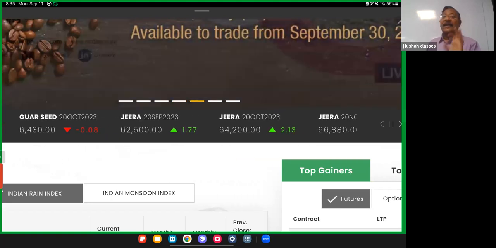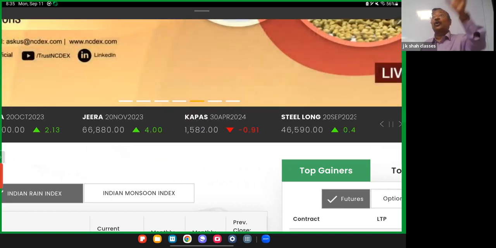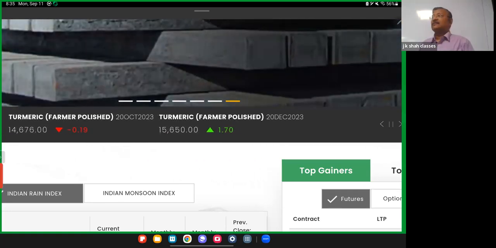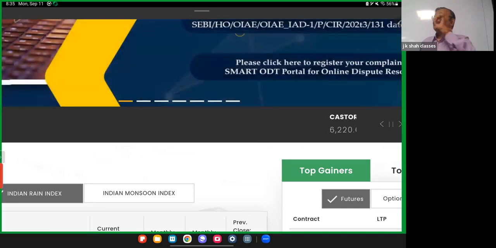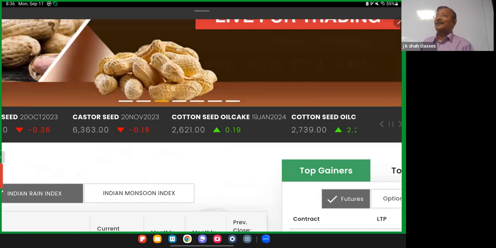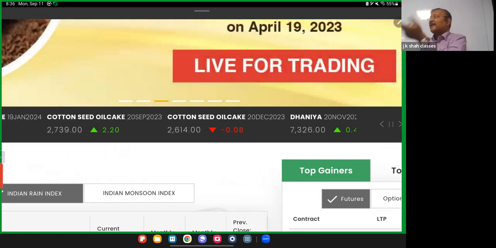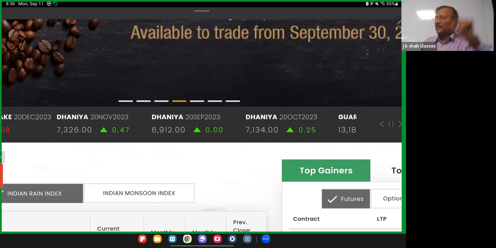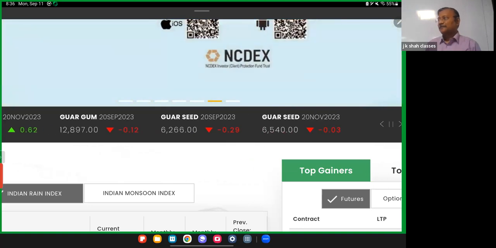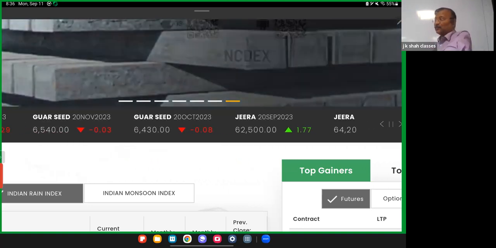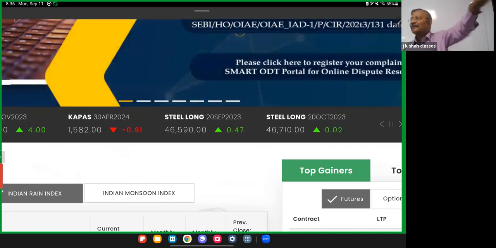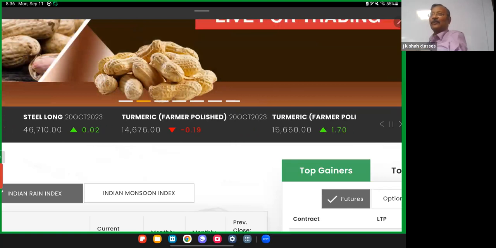Every commodity has its mandi at different locations. Jeera has its mandi at Unjha, Gujarat. Soya has its mandi at Indore. Red chili has its mandi at Guntur, Andhra Pradesh. Every commodity has different spot markets. So if you want to derive this future price, you will have to call up someone in the spot market there, check the price, and calculate this.